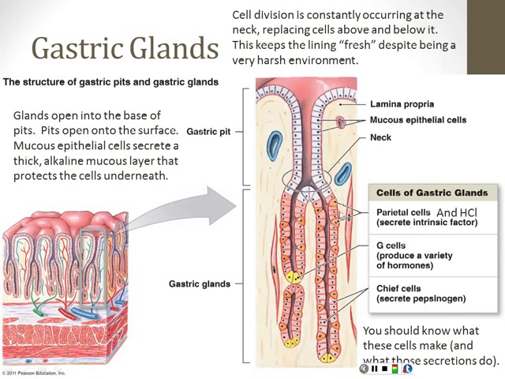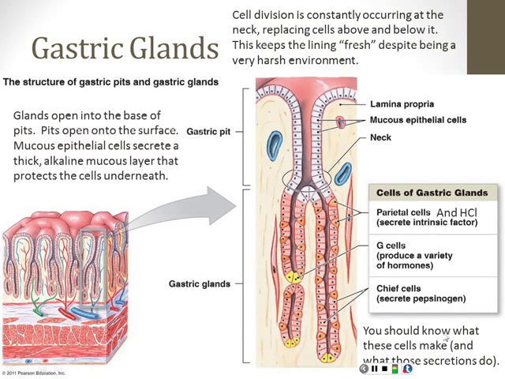Your book has them in different colors. Of course, in real life, they're not different colors, but they're in approximately these locations. The parietal cells are up towards the top, and then the G cells are way down at the bottom. The parietal cells are in orange, and the pink ones are called chief cells, and their claim to fame is they produce pepsinogen.